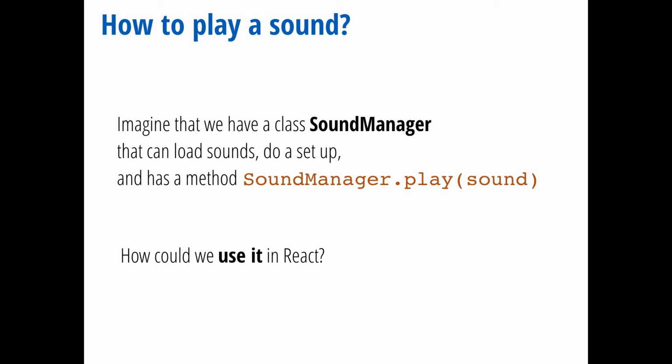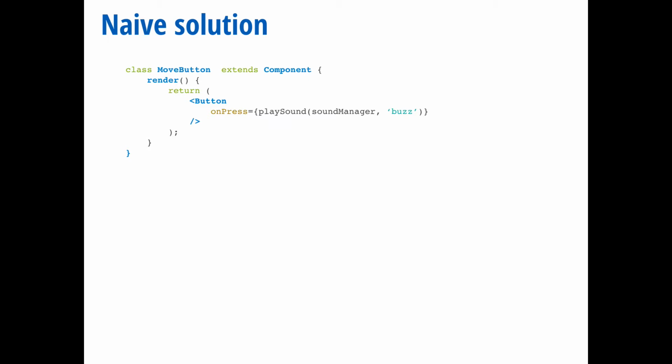So how could we use this in React? Because this is a side effect. How can we combine this? This sound manager has nothing to do with the state, so it's difficult to combine with React. Let's say, for instance, on press, we just play the sound using the sound manager and the name of the sound. But we have this problem. Where does sound manager come from? How can we access this from the view? It's not trivial. It's not obvious.